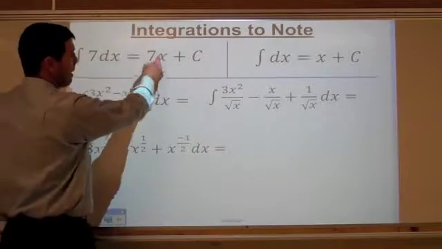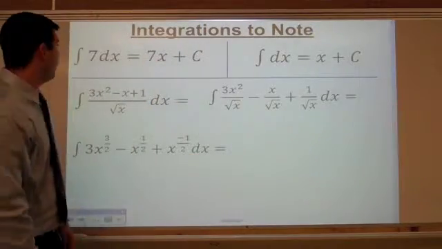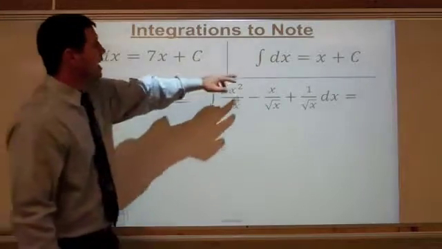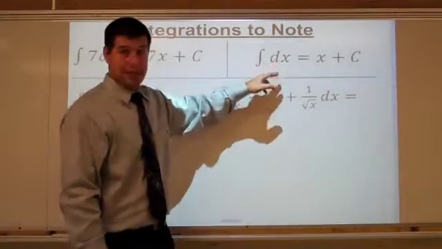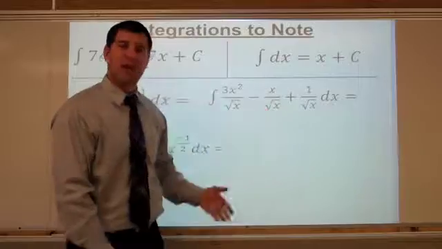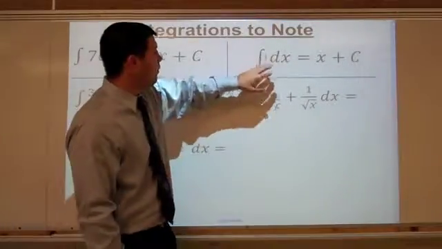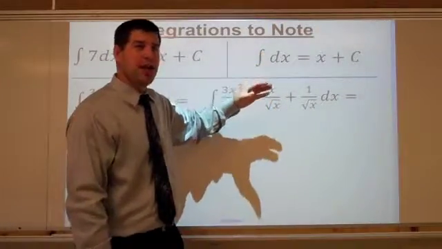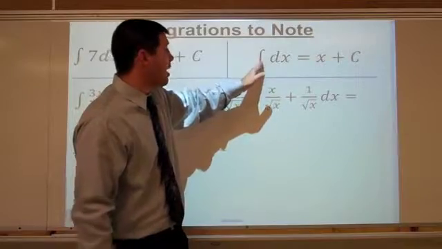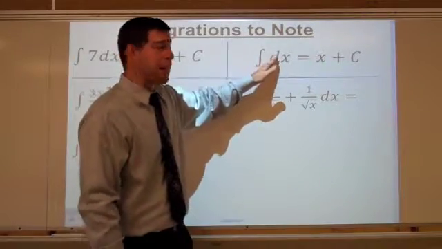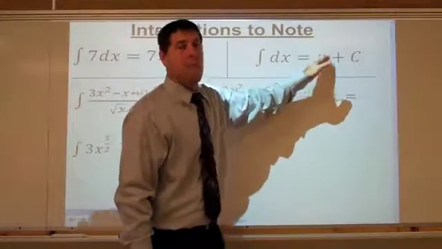The derivative of this would be just 7. The antiderivative of dx, nothing there, it's just like a 1. Some people get a little confused when they just see a dx, they're not sure if it's trying to trick them or not. It's not, it's just like the antiderivative of 1 dx, which would just be x plus c.